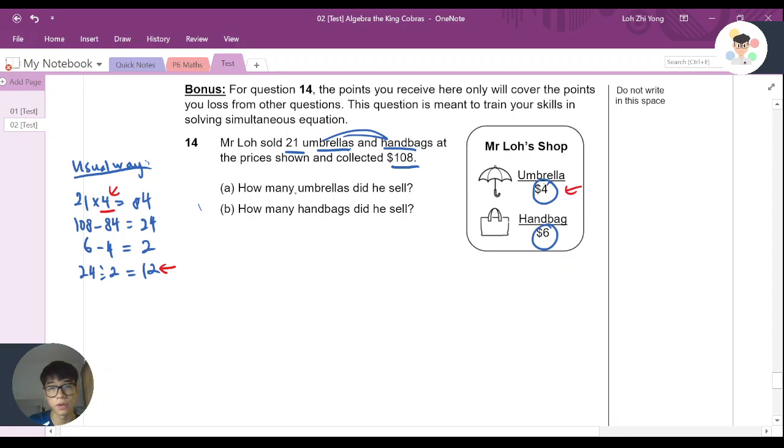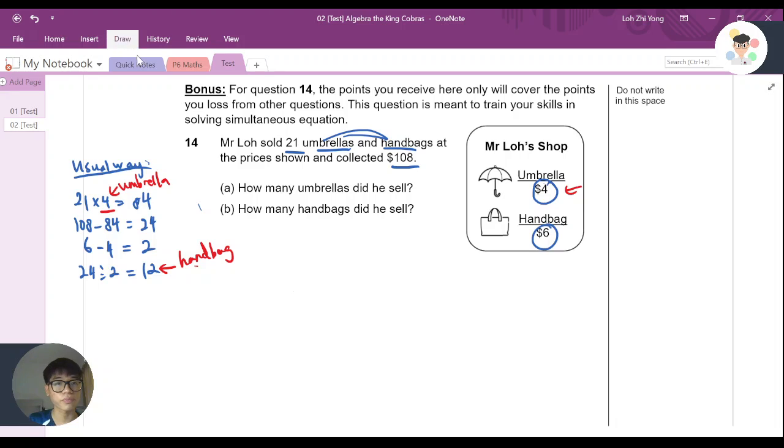Because umbrella is 4, if you assume all is umbrella, the answer that you find should be handbag. Basically, it's the opposite one. Again, if I assume all to be umbrella, I will find handbag. If I assume all to be handbag, I times 6, then my answer here will be umbrella.